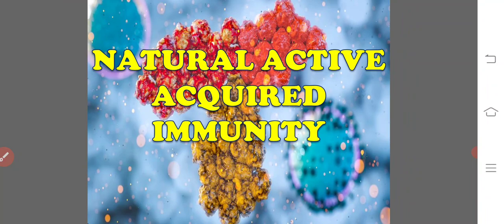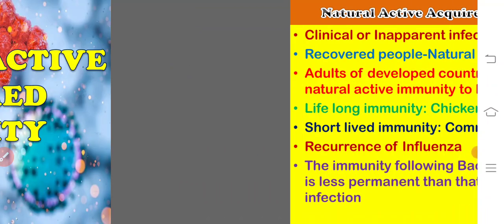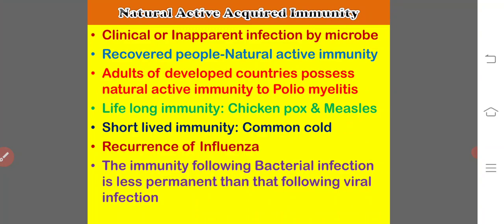Natural active acquired immunity results from either a clinical or an inapparent infection by a microbe. A person who has recovered from an attack of measles develops natural active immunity. The large majority of adults in developing countries possess natural active immunity to poliomyelitis due to repeated inapparent infections in childhood. Such immunity is usually long lasting, but the duration varies with the type of pathogen.